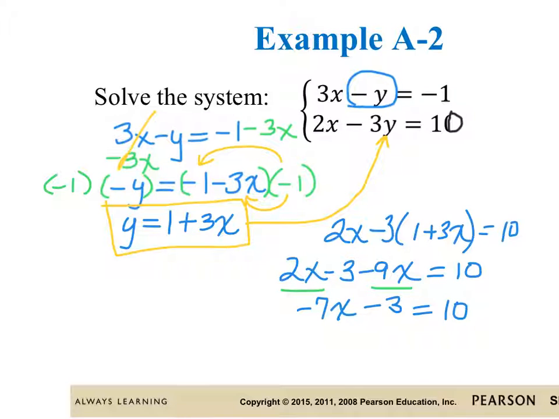Then we'll add 3 to both sides. And we have negative 7x equals 10 plus 3 is 13, which gives us the first solution. x equals negative 13 over 7.